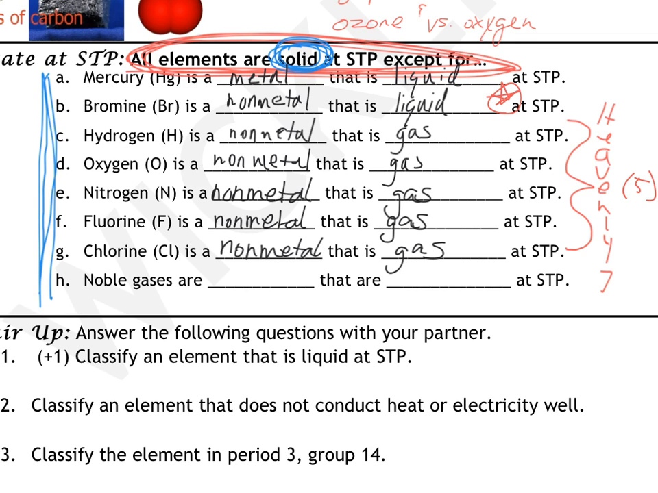And then lastly, I think this one's obvious, which is that noble gases are also nonmetals, but it's right there in their name, noble gases are gas at STP.